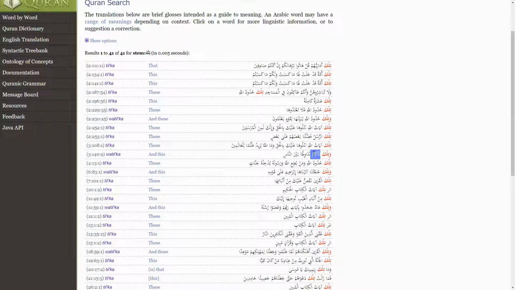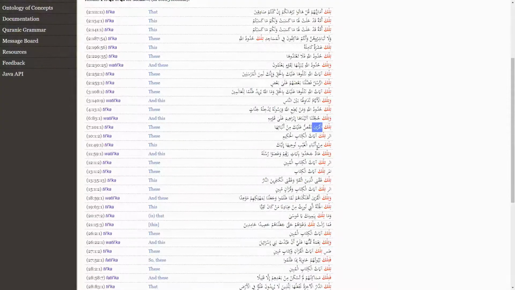These are the days, right? And these. So that's why they're translating as these, because tilka literally means this. But here it means these. So all these you see here. Tilka hujjatuna. And this tilka al-qura. Qura is the plural of qarya, villages. These are the towns. Tilka min amba al-ghayb. This, I mean, this is fine.